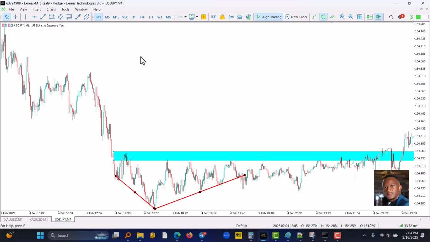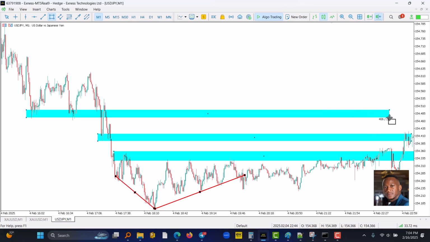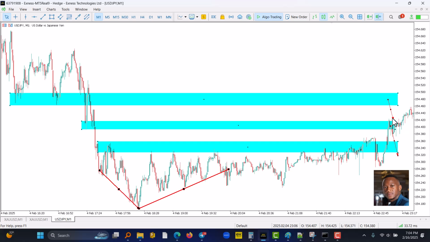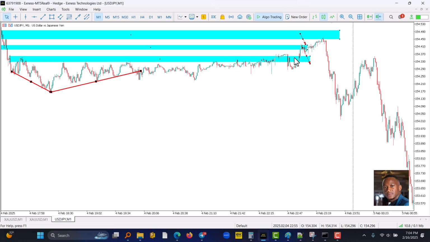Then where is the next inverse base? We've got number one, this one that is here, and the second one is right here. Our first entry preference is right here, but if this doesn't hold, we can also enter a sell right here. Now it will obviously drop. You can see right here what happened. It obviously dropped, and the market even respected this base right here.